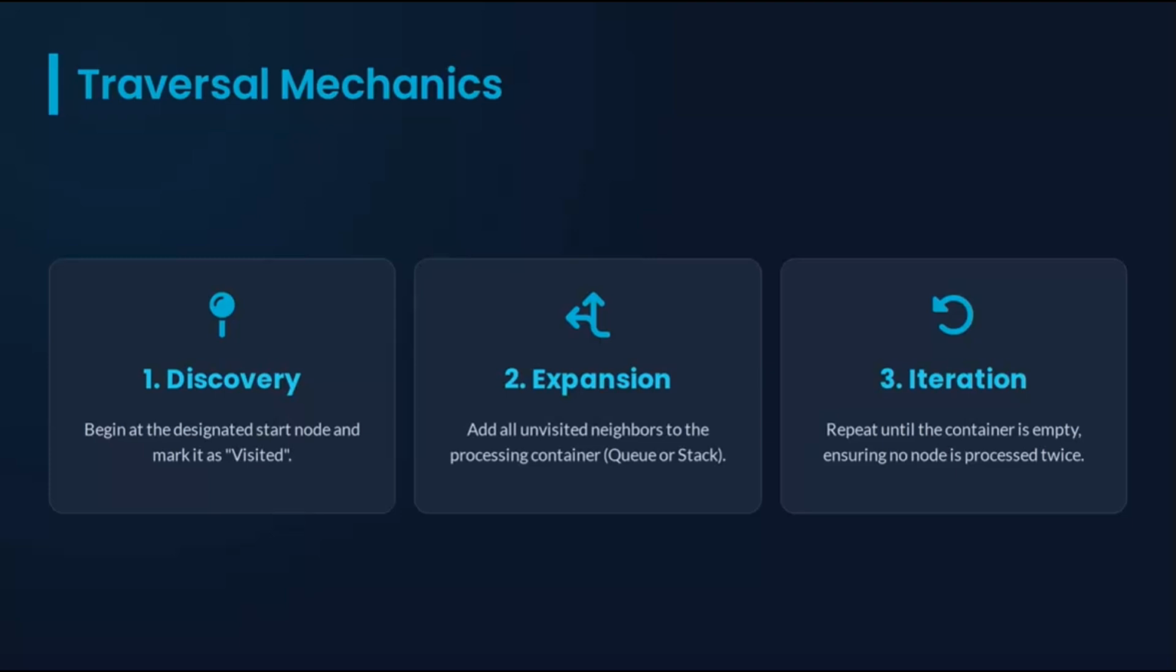So, discovery. You start at a specific node, the root, and immediately mark it as visited so you don't process it again. Expansion. You look at the current node's neighbors. Any neighbor that hasn't been visited yet gets added to your processing container. That is a queue for BFS and a stack for DFS to be dealt with later. Third is iteration. You repeat this cycle, taking the next node from the container, visiting it, and adding its unvisited neighbors until the container is empty, meaning you've explored every reachable node.